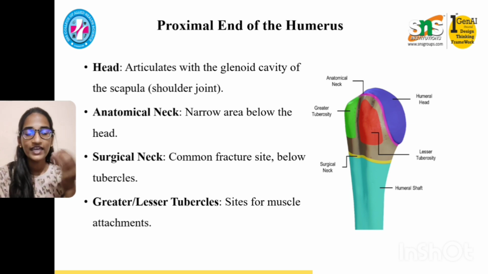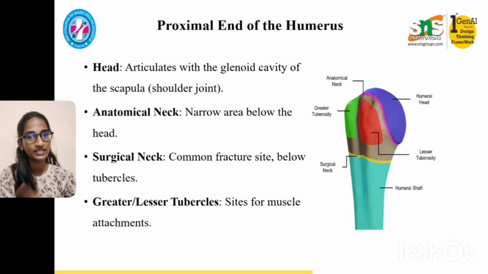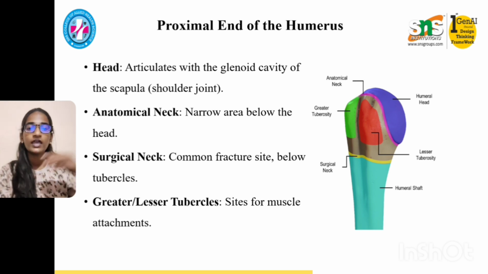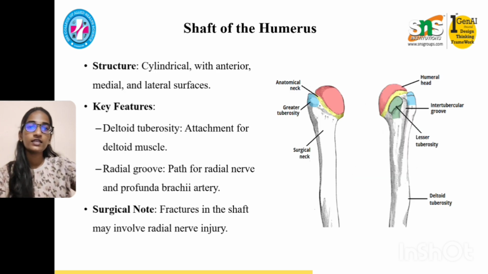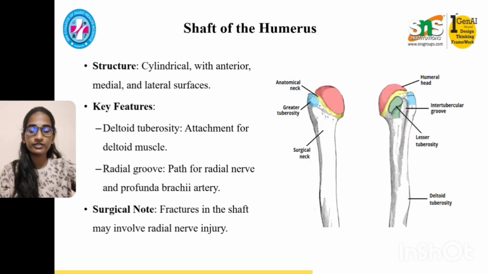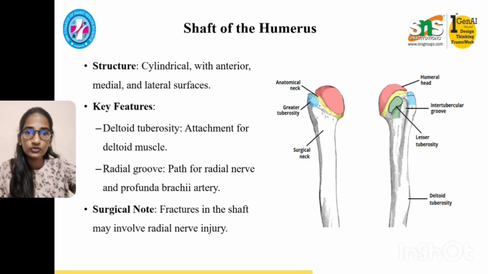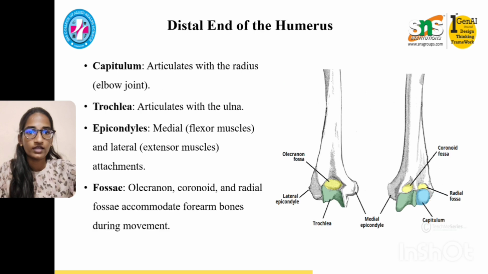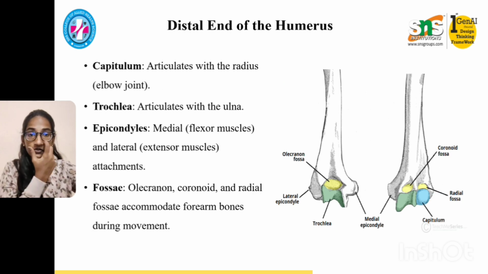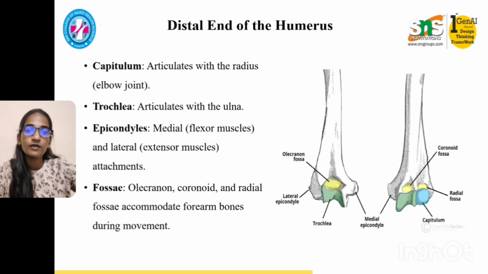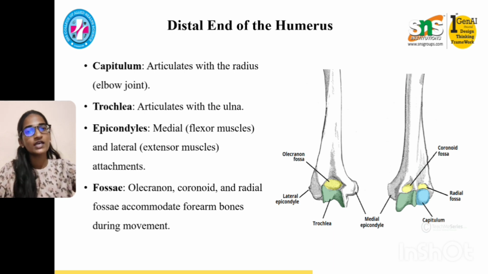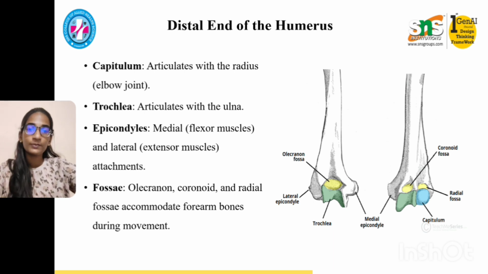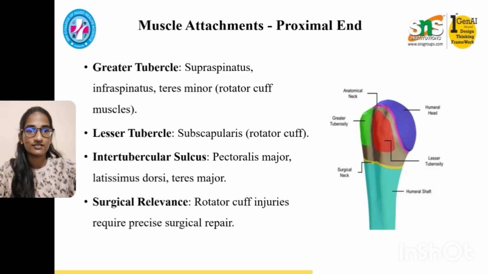Like neck, head. And in neck we have mainly two types: anatomical neck, another one is surgical neck. And also we have seen about the greater and lesser tubercles. And in the shaft of humerus, we have learned about the structure and also about the key features, surgical note, and all, as an anesthesia technologist. And also we have seen about the distal end, which includes capitulum, trochlea, epicondyles, fossa, etc.